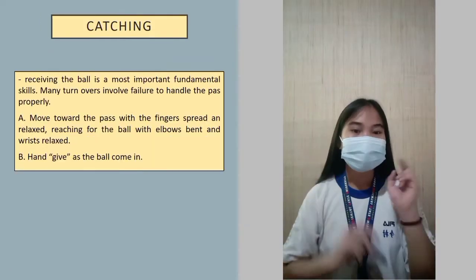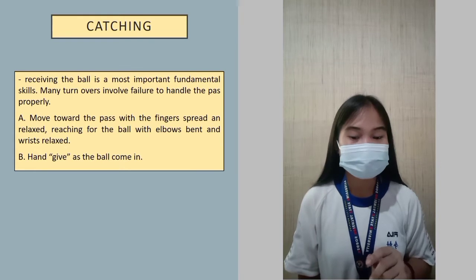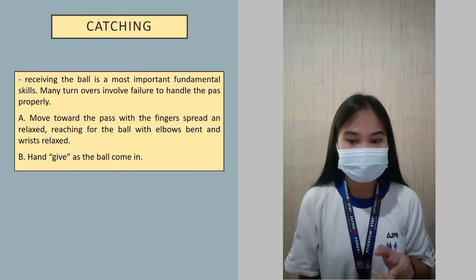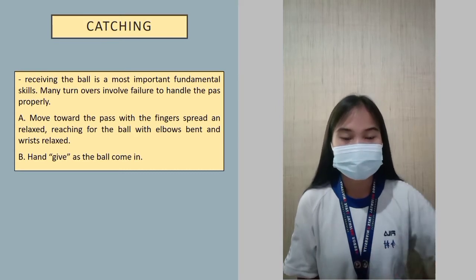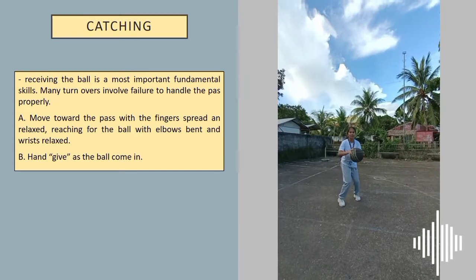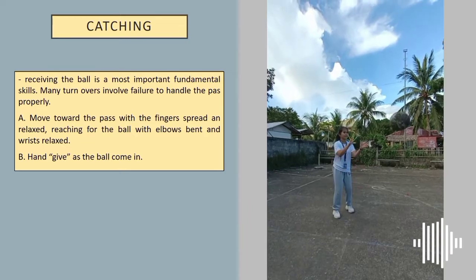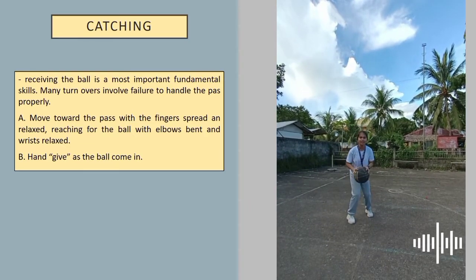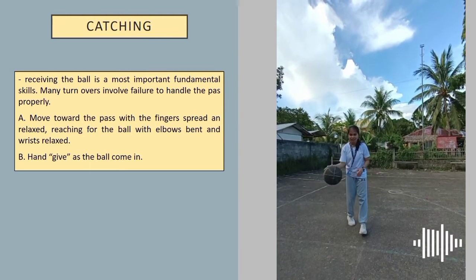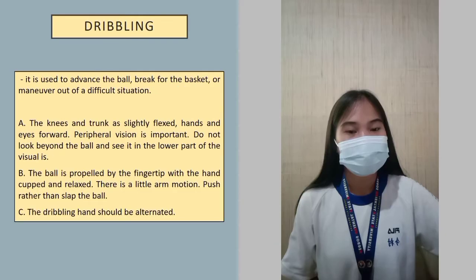Second is catching. Receiving the ball is the most important fundamental skill. Many turnovers involve failure to handle the pass properly. How to catch? Move toward the pass with fingers spread and relaxed, reaching for the ball with elbows bent and wrists relaxed, and then give with the hands as the ball comes in. Third, dribbling.